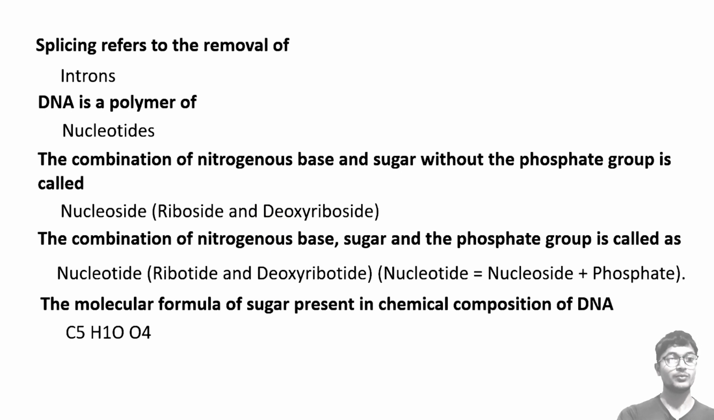Okay, so before moving to next slide, repeat all these questions. Clear? Splicing refers to the removal of? Answer is intron. Next question, DNA is a polymer of? Answer is nucleotide. Clear? Next question, the combination of nitrogenous base and sugar without the phosphate group is called? Answer is nucleoside. Now next question, the combination of nitrogenous base, sugar and the phosphate group is called as? Answer is nucleotide, ribotide and deoxyribotide. Okay, you read that. Next question, the molecular formula of sugar present in chemical composition of DNA? Answer is C5H10O4. Clear?